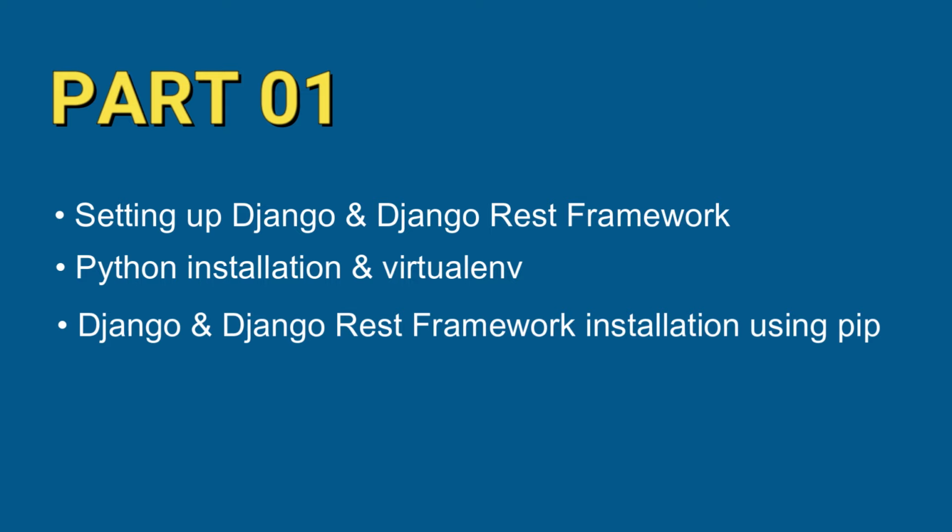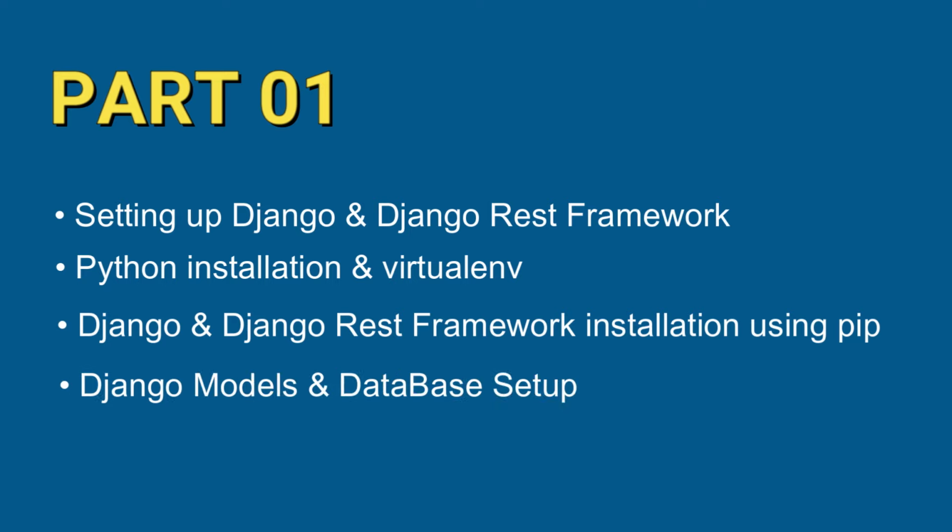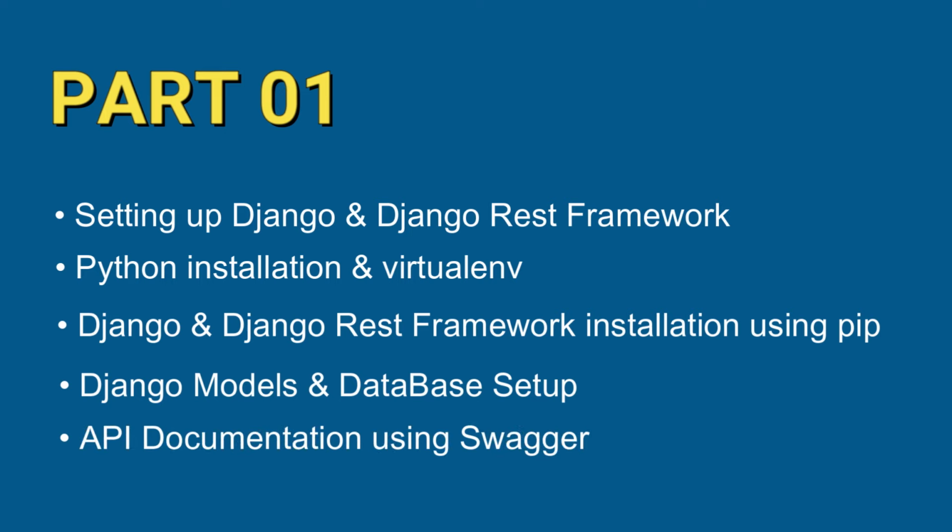We will create a new Django project and a new Django app for our APIs. Also, we will create our models, run migrations, and set up the database. At the end of this section, you will have a basic Django and Django REST framework setup ready to go.